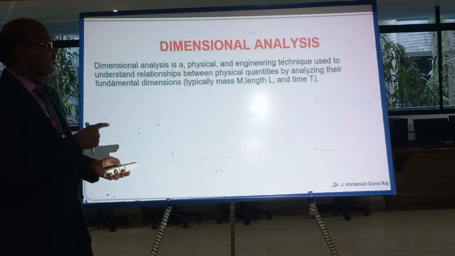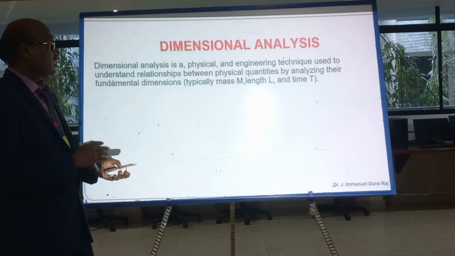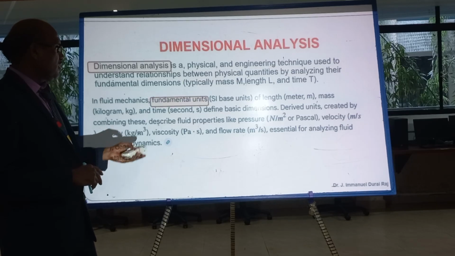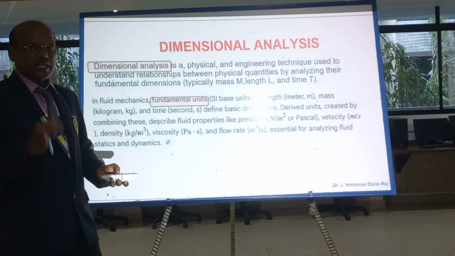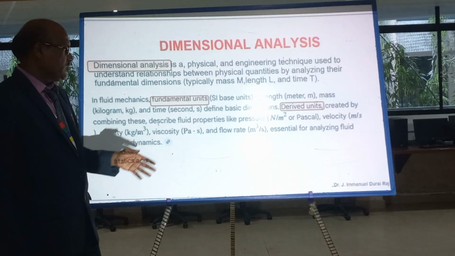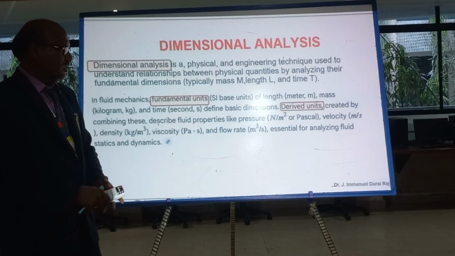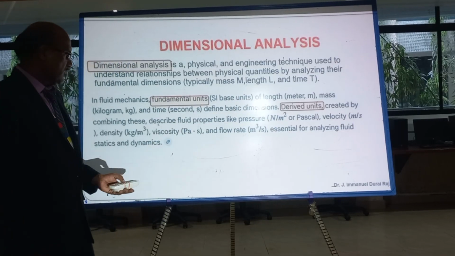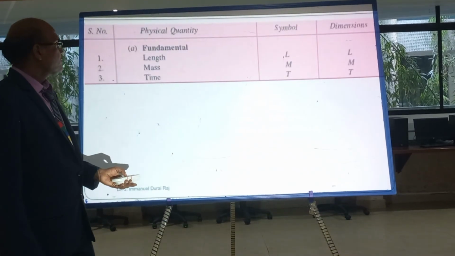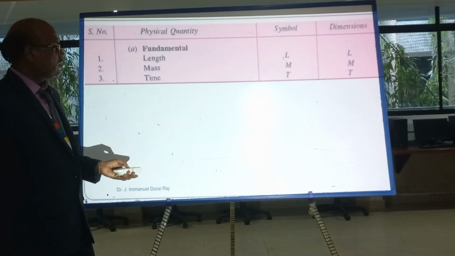So you have seen the meaning of this. Dimension analysis is a technique used to find a relation between physical quantities. Then you have seen fundamental units. What are the three fundamental units? Mass, length, time. Then the relation between units gives derived units: Newton per meter square, meter per second, kg per meter cube, discharge in meter cube per second. All these are called derived units. These are fundamental units, these are derived units, and these come under the main MLT.